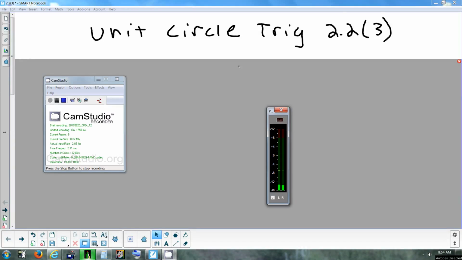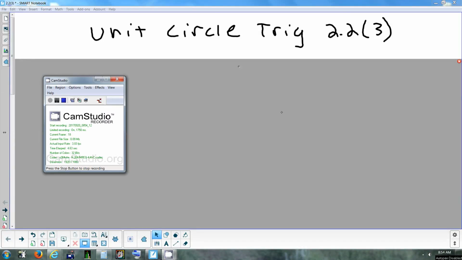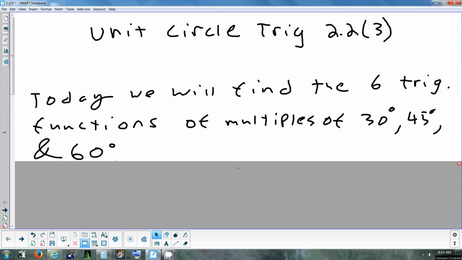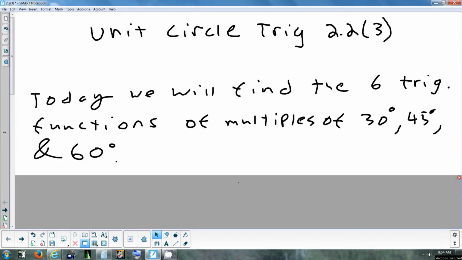All right, so our last section we're going to look at this week is the same section, just part 3. Yesterday we found the trig functions of the angles that were 30, 45, and 60. In other words, we were always in quadrant 1. Today what we're going to do is move into other quadrants. So we're going to look at angles that are multiples of 30, 45, and 60.